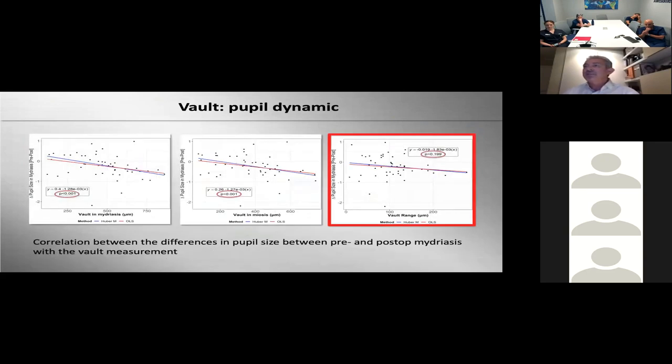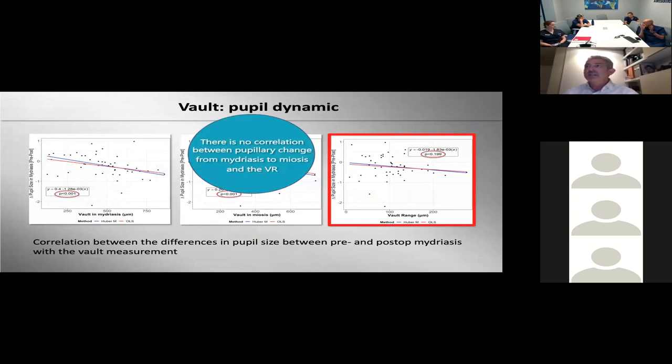Observing the difference in pupil size between pre and postoperative vault with the wall measurement, we did not find any correlation. The vault range, that is the difference between the maximum and minimum vault, doesn't seem to be related to pupil size difference.